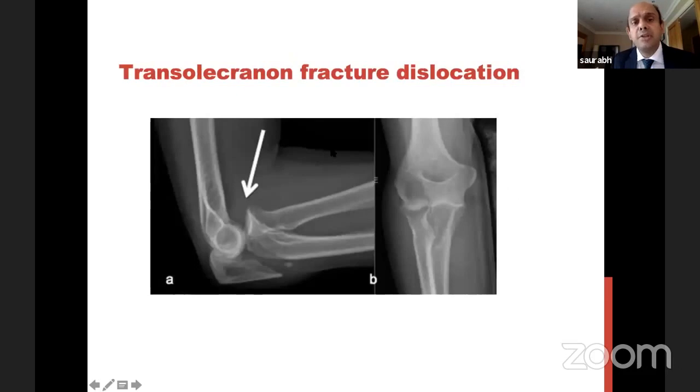So we saw Monteggia. Now, transolecranon fracture dislocation. In this, again, there's a proximal ulnar fracture, and again the radius has come out in the front. But a big difference compared to Monteggia is that here the radius always comes in the front with the ulna. If you see carefully, the relationship of your radial head to the sigmoid notch, the proximal radioulnar joint, is maintained. So that's an important differentiation between your Monteggias and your transolecranon.